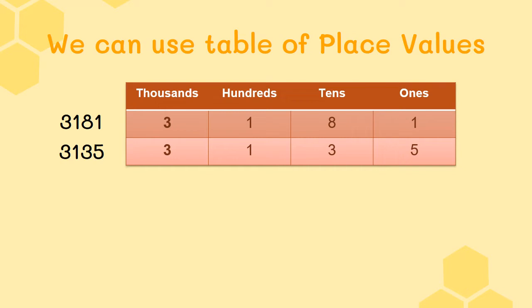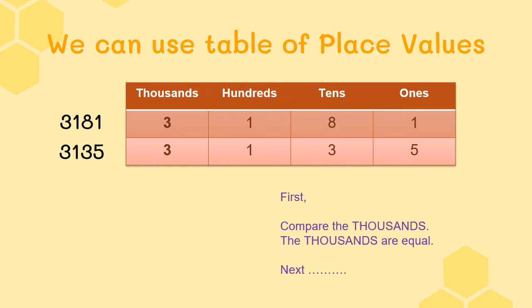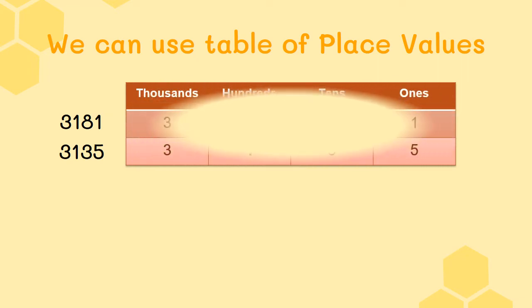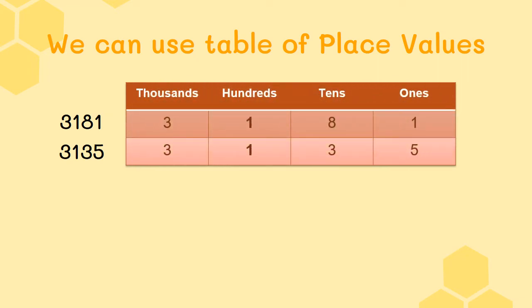3,181. 3,135. First, compare the thousands. The thousands, up is 3, down is 3. So, the thousands are equal. Next, we compare again the hundreds, the second step. Compare the hundreds. Look at the hundreds. 1 and 1. So, the hundreds are equal too.